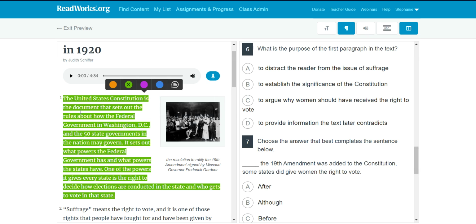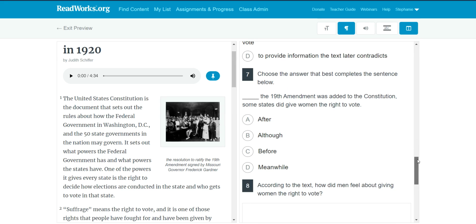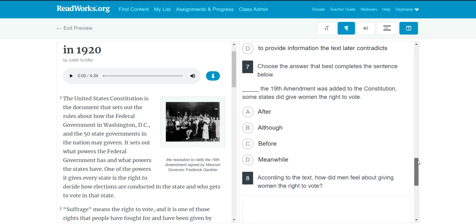Okay, let me go and turn off this highlight real quick as we move on to number 7. Choose the answer that best completes the sentence below. Now, when you do these choose the answer ones, you need to plug and chug. You put in option A and read the sentence. Put in option B, read the sentence.